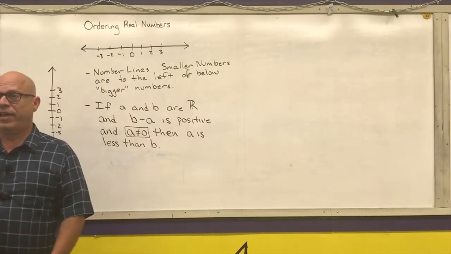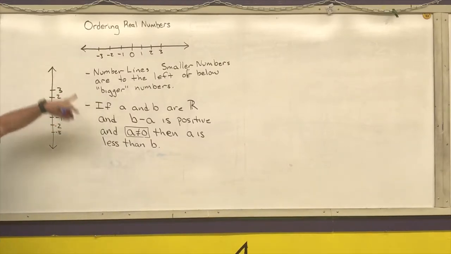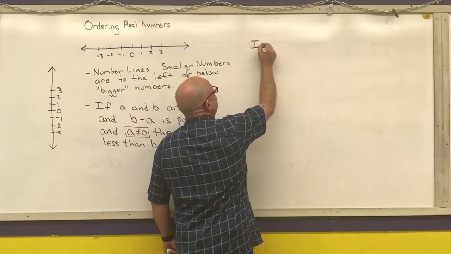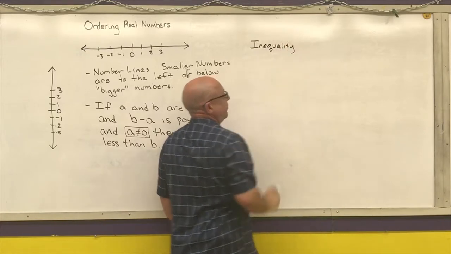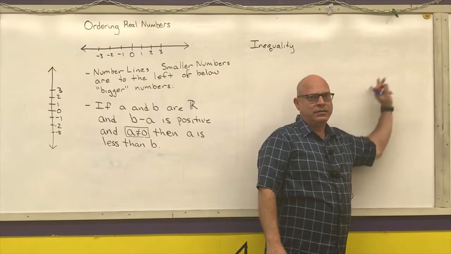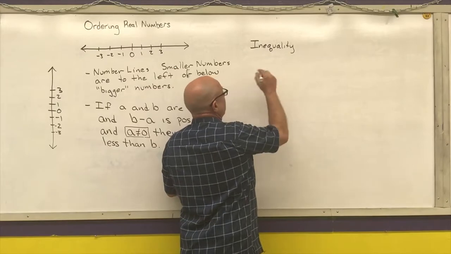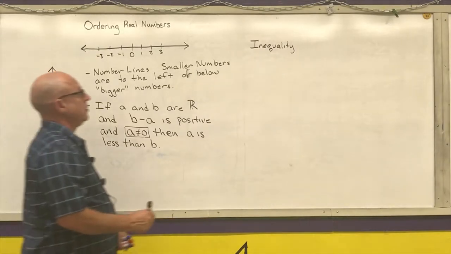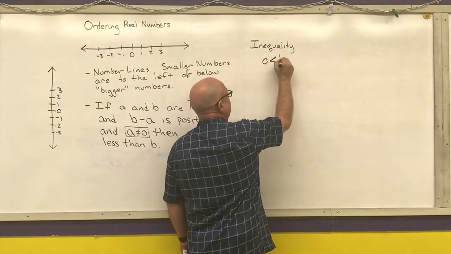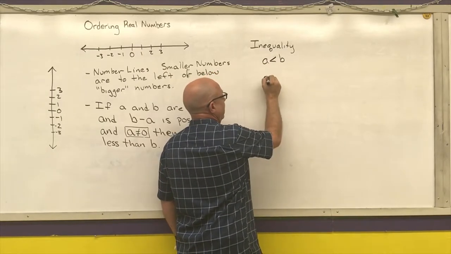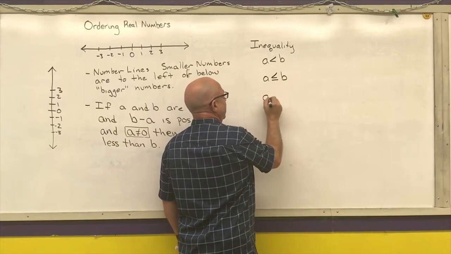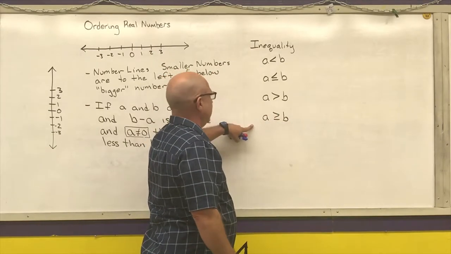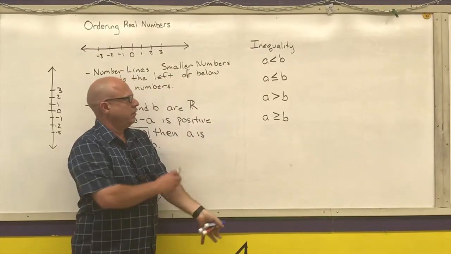There are various ways that we can show the ordering of real numbers. First one is with an inequality. If you're taking your notes, make sure you leave space to the right because we're going to add two other columns to the right here. I can have various representations. I can say A is less than B, A is less than or equal to B, A is greater than B, or A is greater than or equal to B. These are inequalities, and if I add the equal sign, I get the equality portion in there, which means they are the same number.